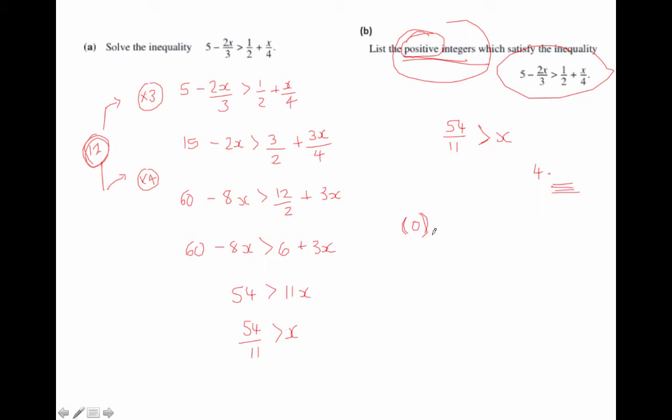But definitely, positive integers would be 1, 2, 3, 4. But this is 4 point something, so it's not 5, because this would need to be 55 divided by 11 if we were going to include 5. So listing them, 0, yes, according to our textbook, but not according to the wider mathematical society, and definitely 1, 2, 3 and 4.